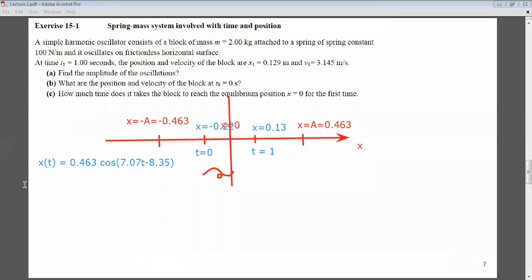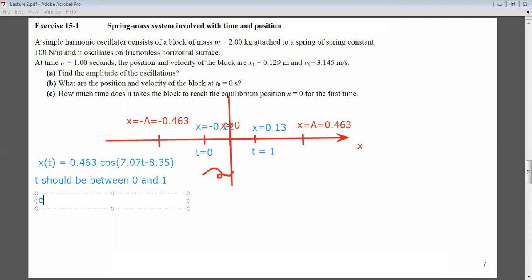One thing here you have to pay attention to, that t should be between 0 and 1. If it is less than 0, this is not the first time, and if it is higher than 1, then it is also not the first time. In order to find when it will reach the equilibrium position for the first time, t should be between 0 and 1. So let's solve the equation. I have x of t equal to 0.463 cosine of 7.07t minus 8.35. So we need to find t when x is equal to 0.